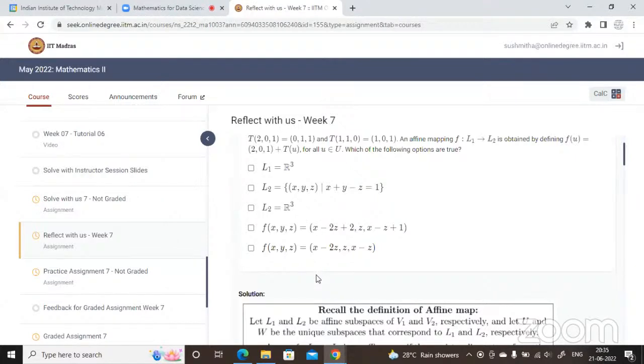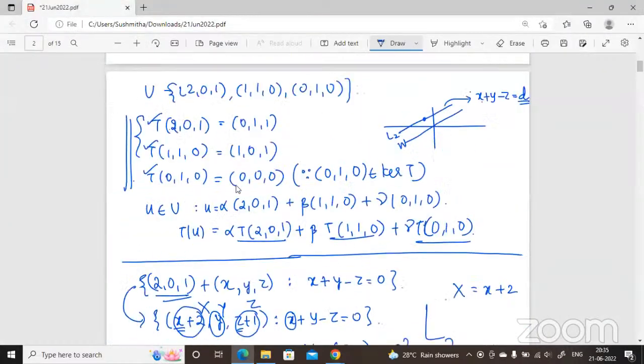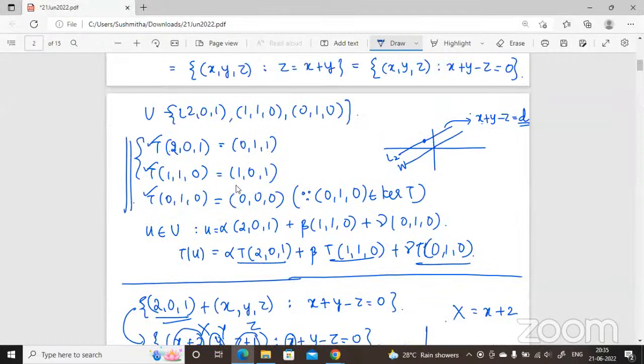Can you show T of u where you have written it, madam? Sorry, I missed that part. This is the given information: T is given on the basis. So using this, we can find out T of u. Okay, that matrix is what we are going to get, isn't it? Not a matrix, you will get a transformation.